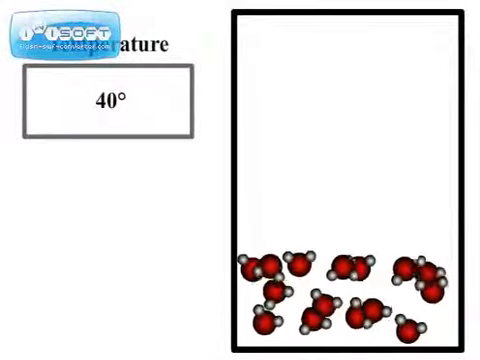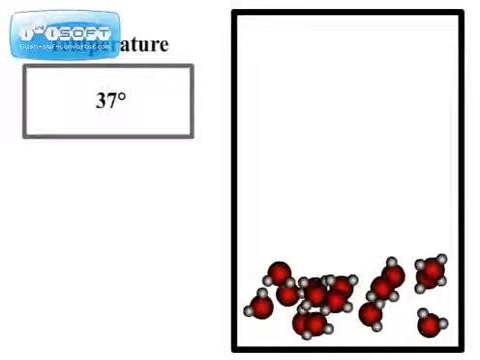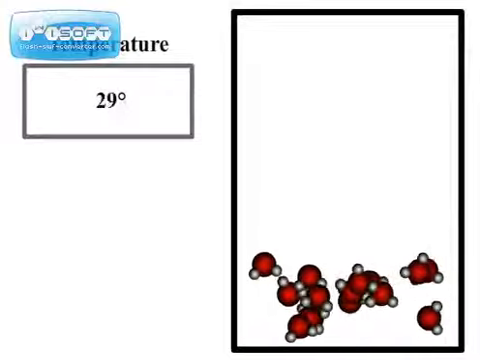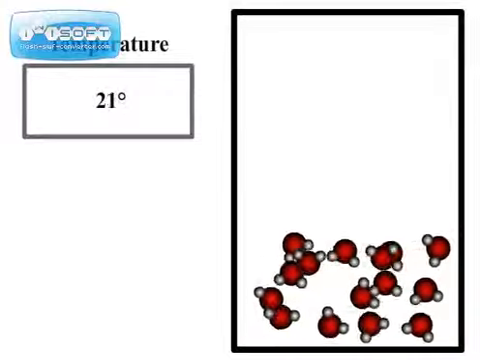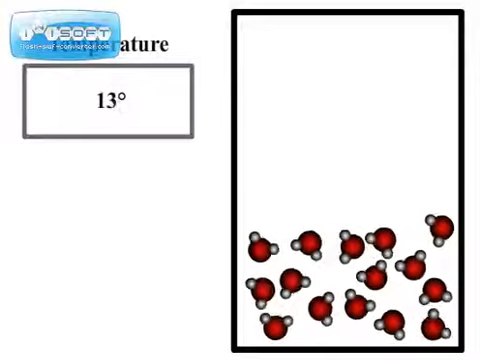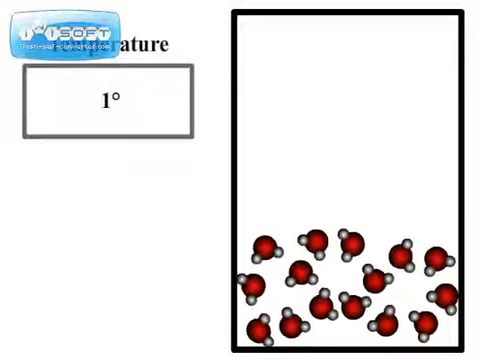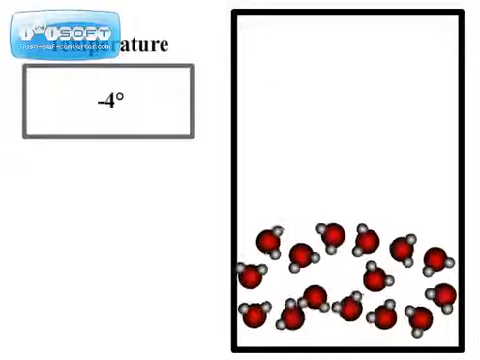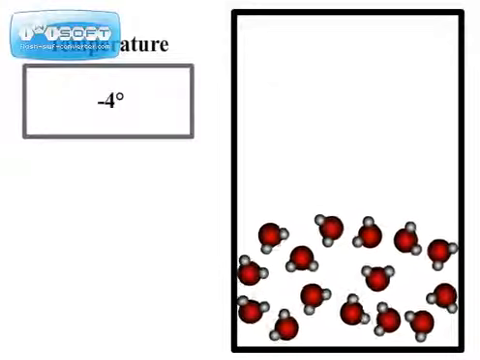If we continue to reduce the temperature, the particles will slow down further. As they slow down, they will become more rigid in their structure, and will form a hexagonal bond. This is now showing H2O in its solid form, also known as ice.